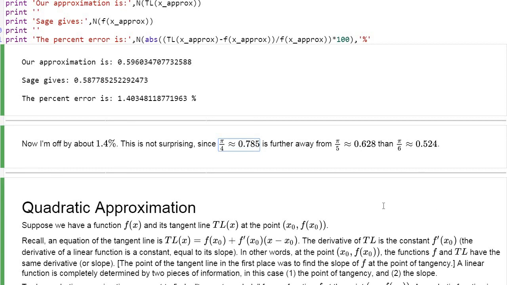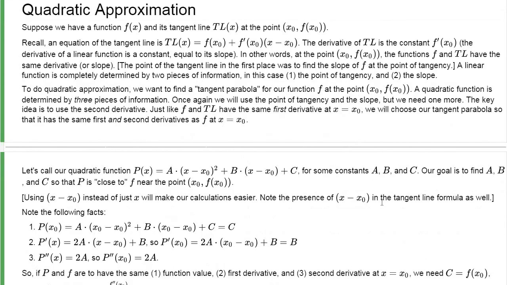So the closer you can get to your point of tangency, the closer it can get to the place you're trying to approximate, the better you would expect that approximation to be. Okay, well, one way we can improve the approximation other than moving our point of tangency closer is to increase the degree of our polynomial we're using to approximate. Linear approximation uses a degree 1 polynomial. Let's move up to quadratic approximation, which will use a degree 2 polynomial.